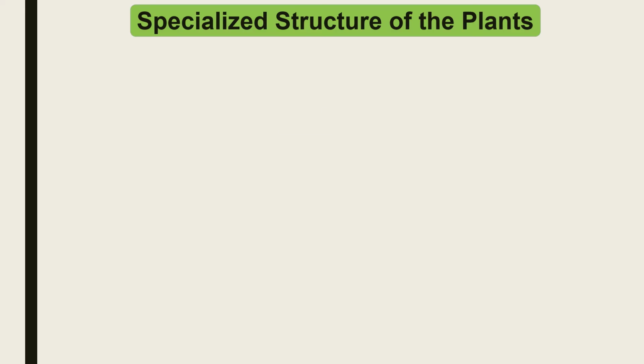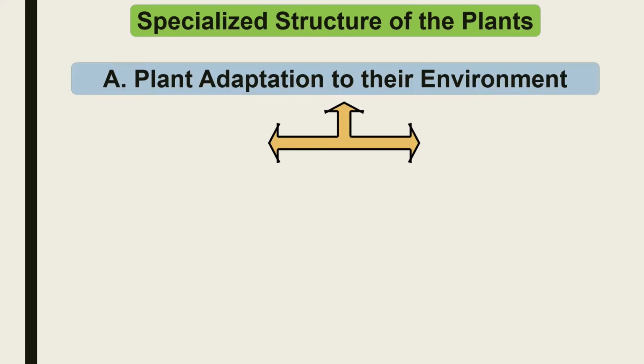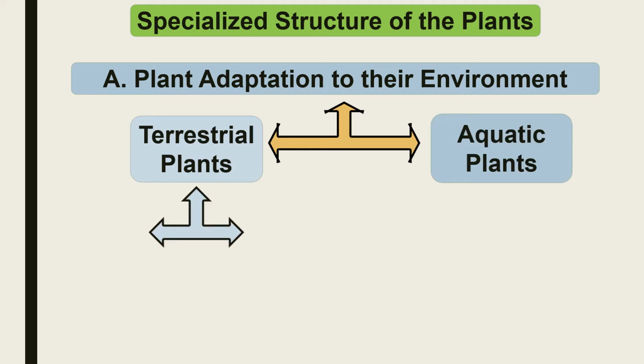Special structure of the plants. So it has two branches. The one is plant adaptation to their environment, which has two: one is terrestrial plants, and the second one is aquatic plants. In terrestrial plants, there are two different kinds: desert plants and forest plants.